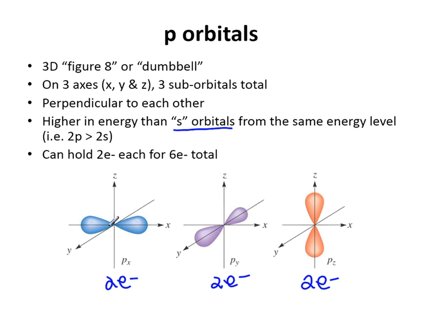So if all p orbitals are filled, they will hold 6 electrons. And if you have all 3 of them stacked together on all of the planes, it kind of just looks like a 3-dimensional flower or petal, something like that. So there's one on each axis.